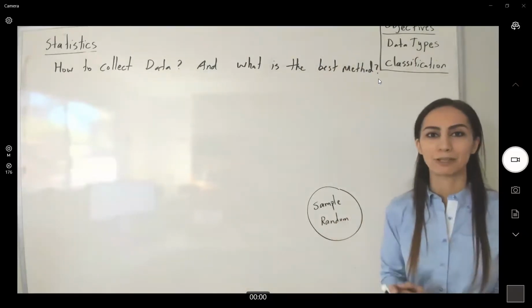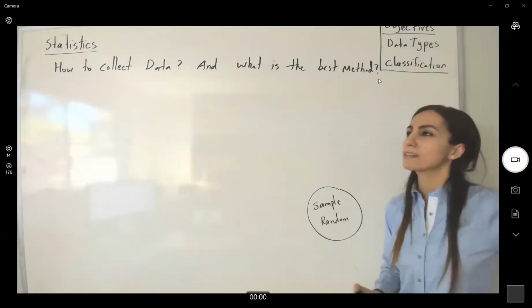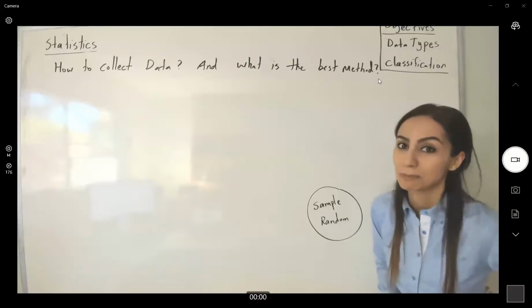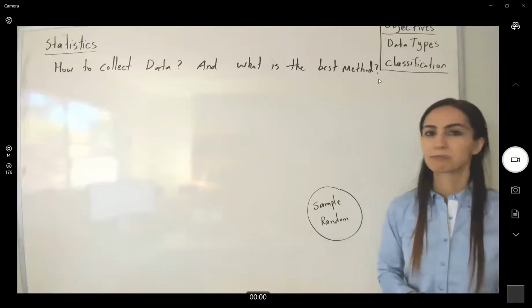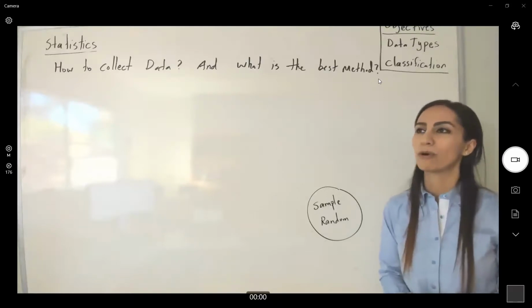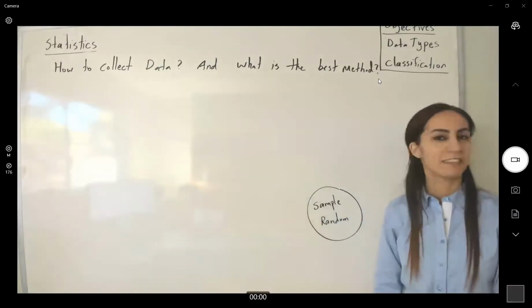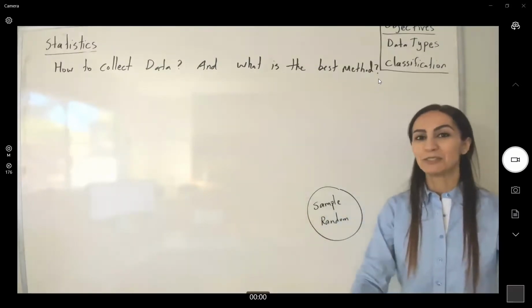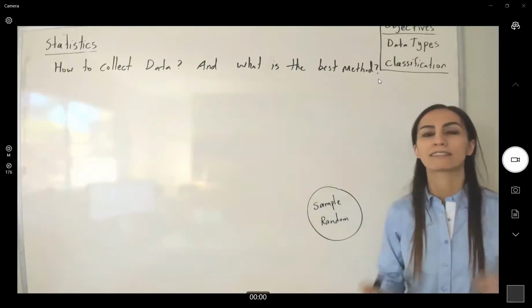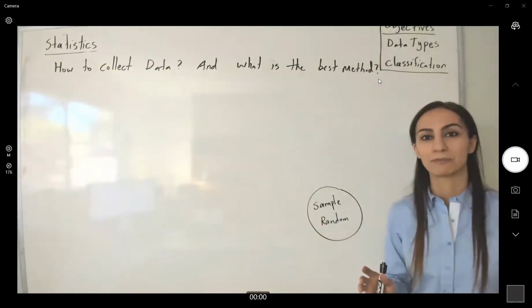It must be random. You cannot say that, hey, I want to collect the data and I'm going to just ask my classmates. Convenience is no. You cannot say that, hey, I want to just ask my family members. That's no. You cannot have a biased sample. You need to have a random sample.